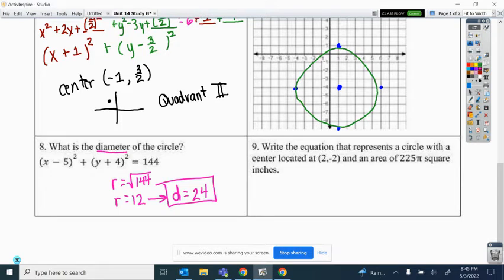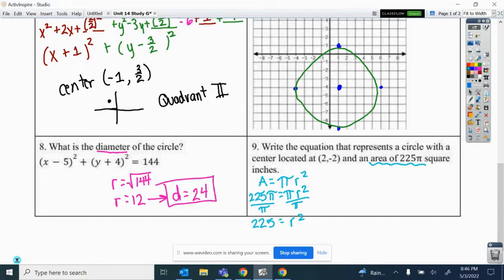Number 9 wants us to write the equation for our circle with a center at (2, -2) and an area of 225 pi square inches. So we're going to have to use that area information to help us find the radius. Now we know area is pi r squared. So we're talking about 225 pi equal to pi r squared. I'll divide both sides by pi so we can see 225 is equal to r squared.